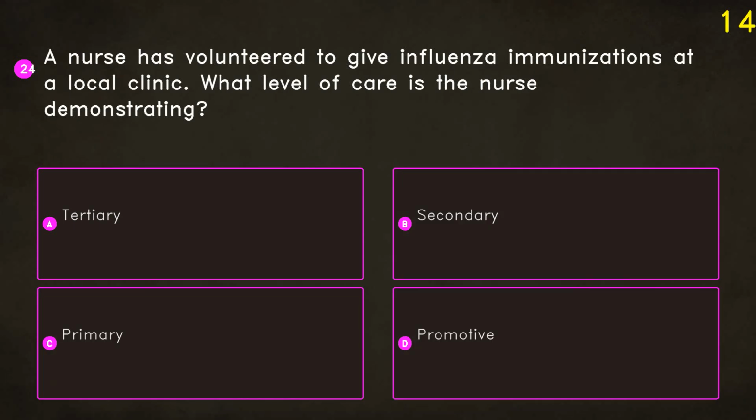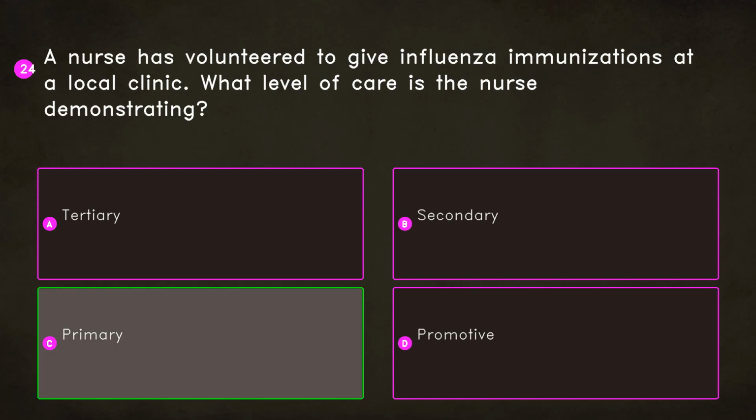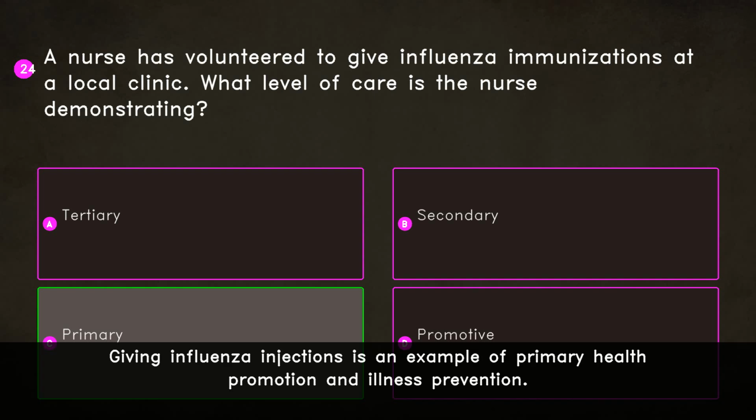Question 24. A nurse has volunteered to give influenza immunizations at a local clinic. What level of care is the nurse demonstrating? A. Tertiary. B. Secondary. C. Primary. D. Promotive. The correct answer is primary. Giving influenza injections is an example of primary health promotion and illness prevention.